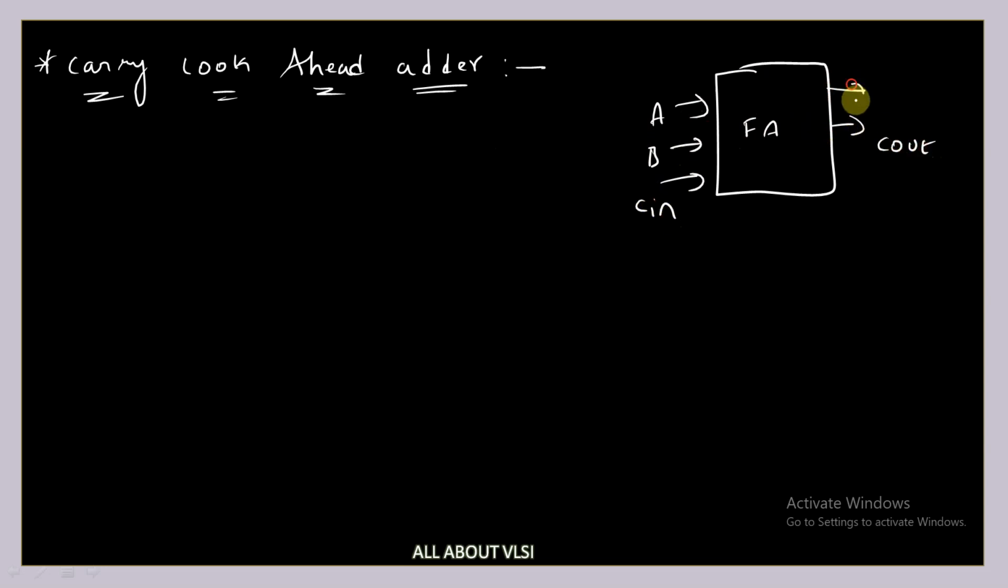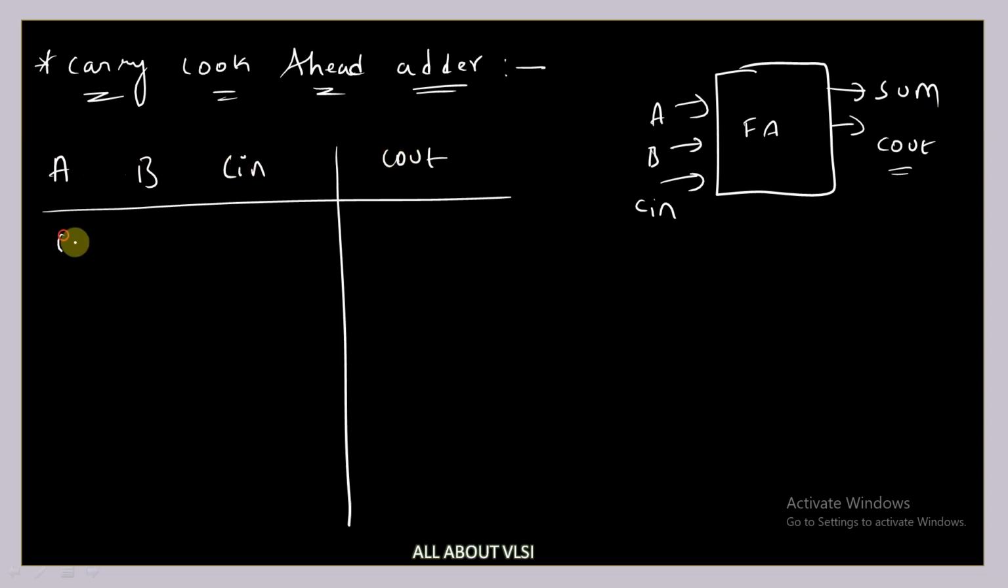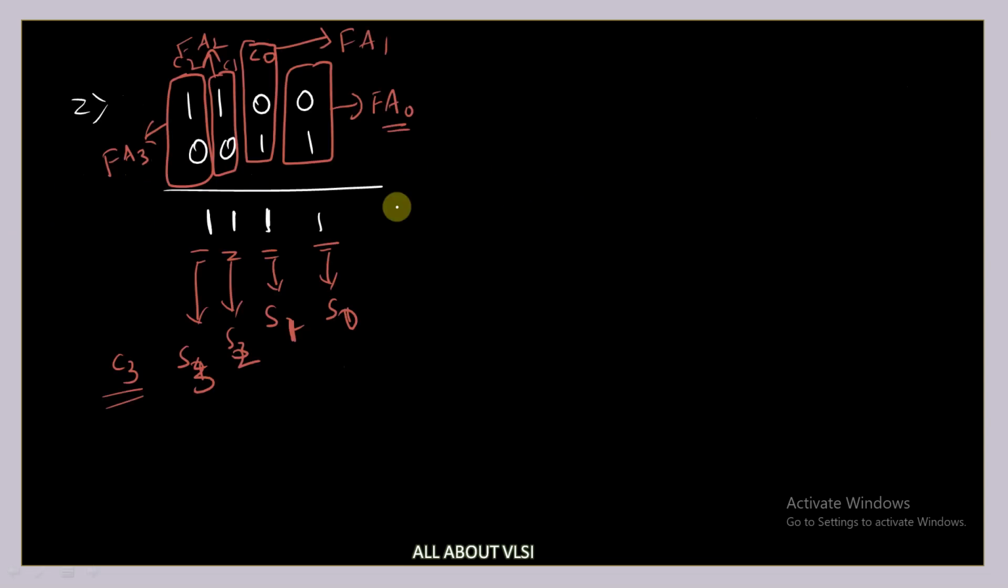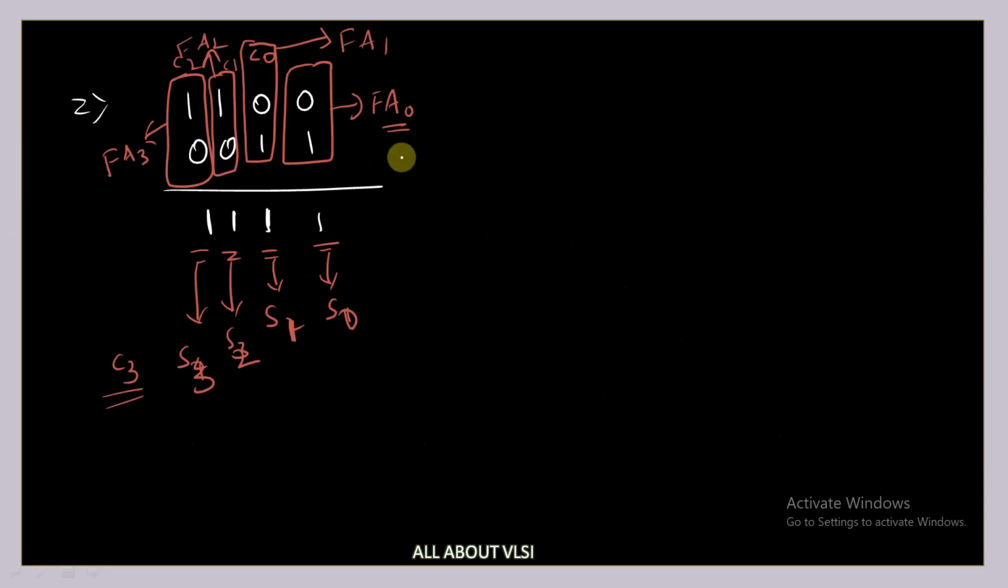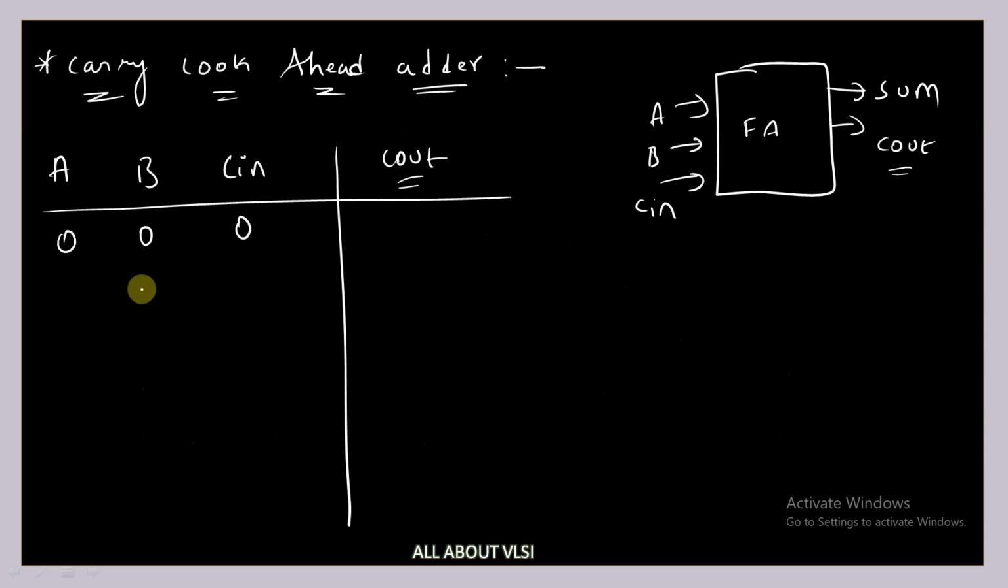Okay, and sum. So I'm going to take my C out and A, B, C in for my analysis. So I'm going to take A, B, C in, and C out. So 0, 0, 0. Why am I only taking C out? Because in the case of a ripple carry adder, I have a problem with my carry rippling. So that's why I'm taking the C out for my analysis.